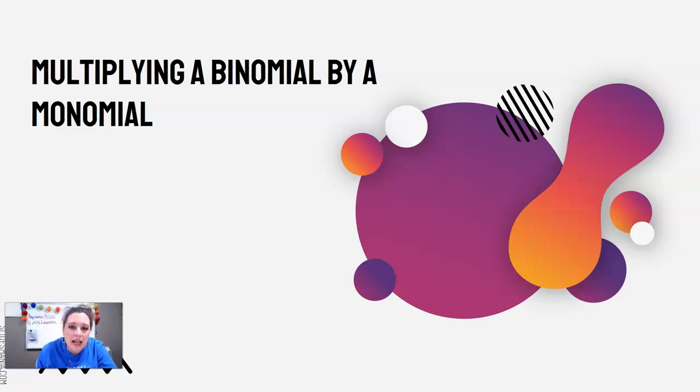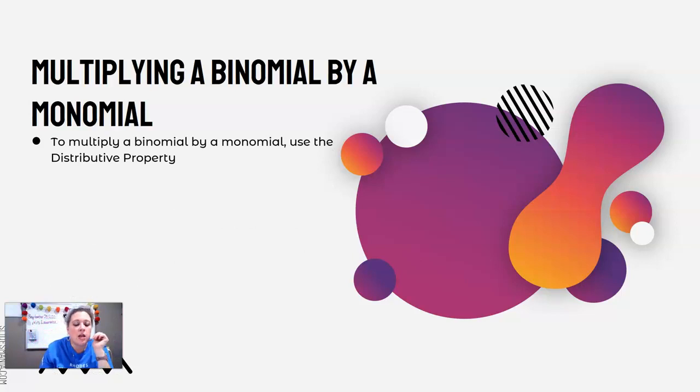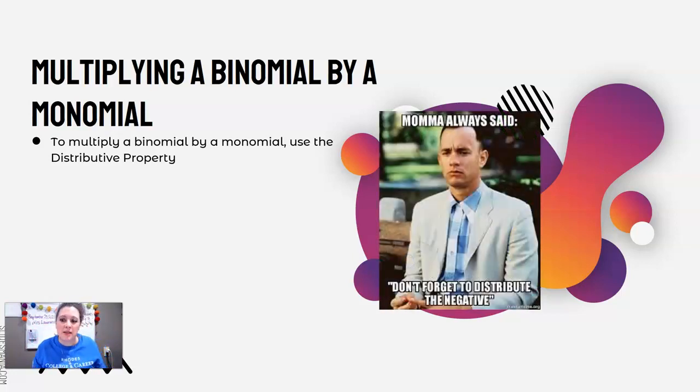Now, let's dive a little bit deeper, and let's look at what happens when we multiply a binomial by a monomial. Let's see what happens. To do this, we're going to use the distributive property. Oh my gosh, we've already done distributive property. You guys are going to get this, no problem, right? It's going to be easy peasy.